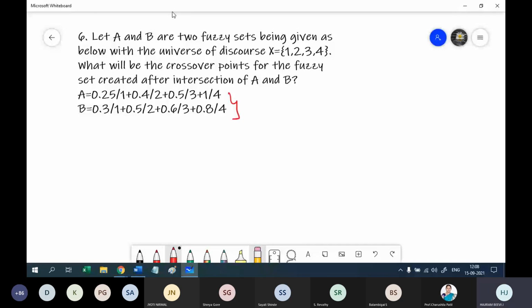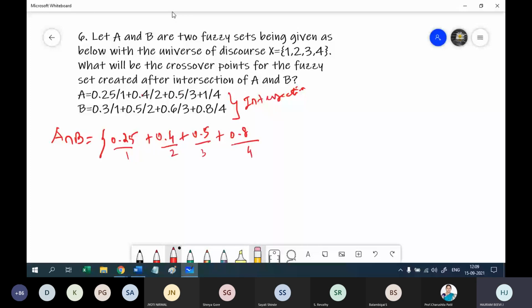So intersection means we have to consider the minimum value. 0.25, 0.3: the minimum is 0.25. 0.4, 0.5: the minimum is 0.4. 0.5, 0.6: the minimum is 0.5. 1 and 0.8: the minimum is 0.8. This is A intersection B.